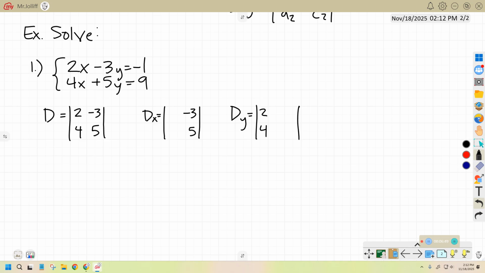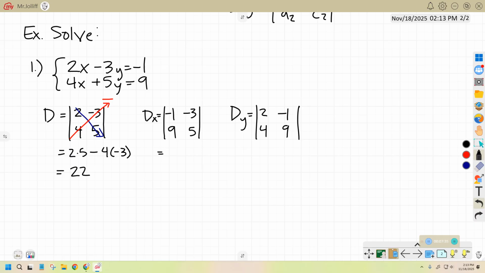And then the question is, what goes in those blank spaces? It's very good. The answer is -1 and 9. The constants at the end. Perfect. And then we calculate the determinants. And we know for a 2x2, multiply to get a positive answer, multiply, get a negative answer, squish them together. So I get 2 times 5 minus 4 times -3. And I'm pretty sure that that's 22. 10 plus 12.